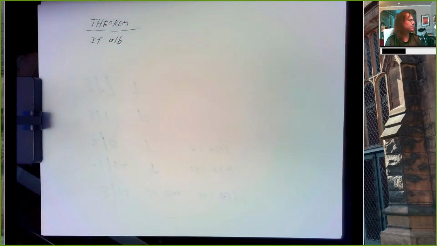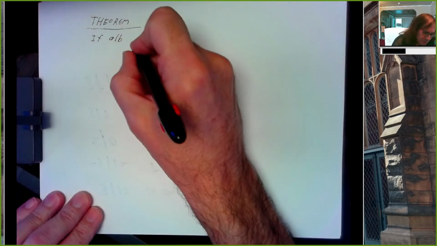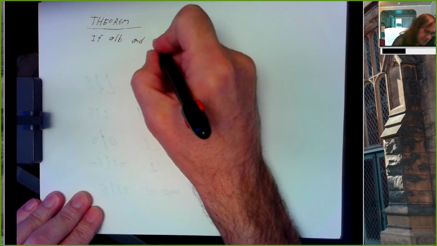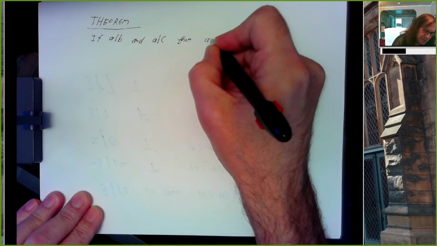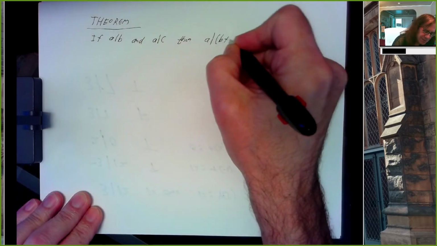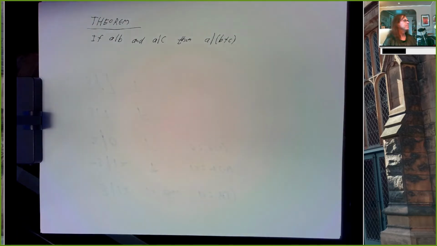If A divides B and A divides C, then A divides B plus C. Yeah, weirdness-based fuzziness is okay. That's kind of what we're paying for here. Okay, theorem. If A divides B and A divides C, then A divides B plus C.